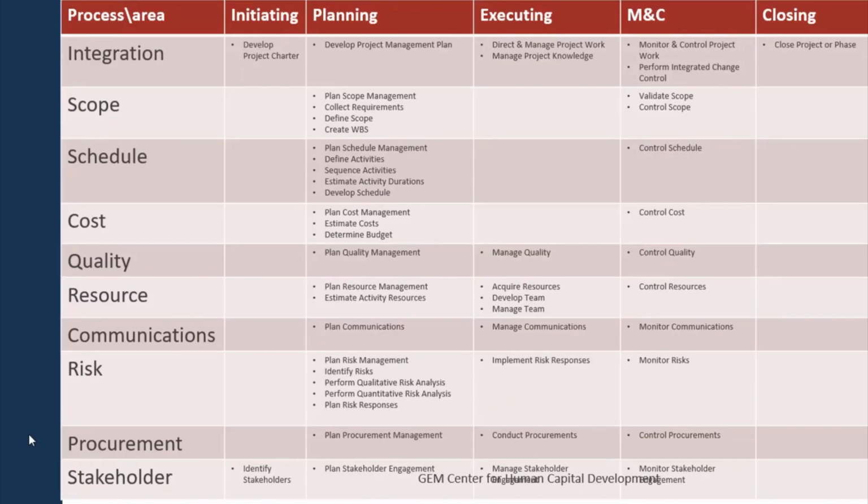For every knowledge area, you would have processes that are carried out at different process groups. For every process group, you would have processes that belong to various knowledge areas. And that's what we see here. Integration management is the only knowledge area that has processes in all the process groups. Planning and monitoring and controlling are the only process groups that have processes in all the knowledge areas. So it's important that we understand this fundamental concept of processes, process groups, and knowledge areas.